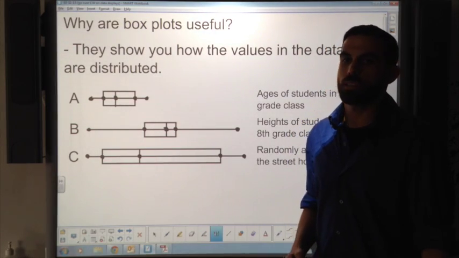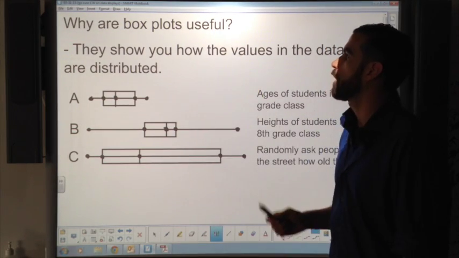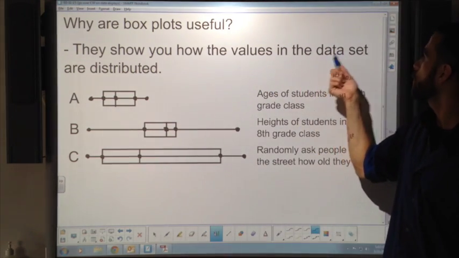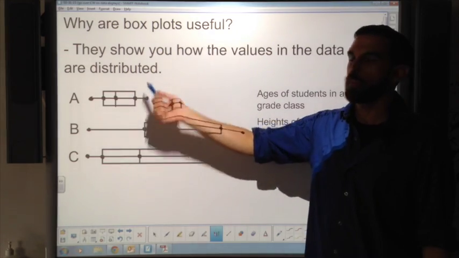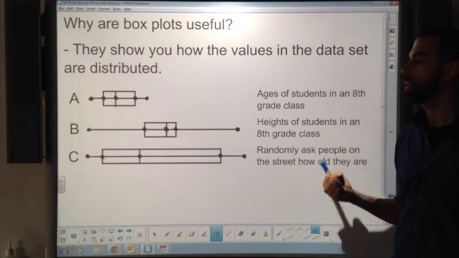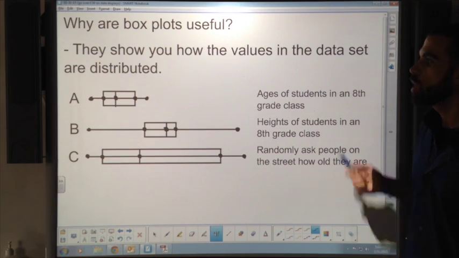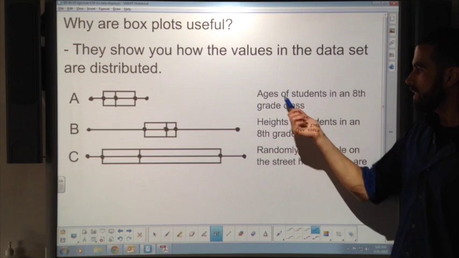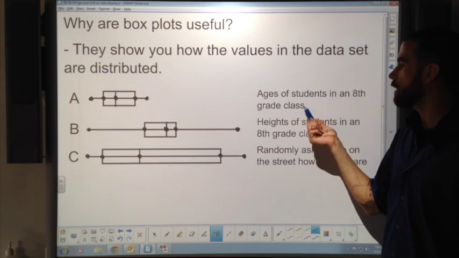So the last thing I want to discuss with you is why box plots are useful. What they basically do is show you how the values in the data set are distributed. So I'm showing you 3 examples here, and they go with these 3 situations. Let's just talk about this for a moment and think about it for a second. Situation A, there's the box plot, and here's the situation that goes with it. The ages of students in an 8th grade class.